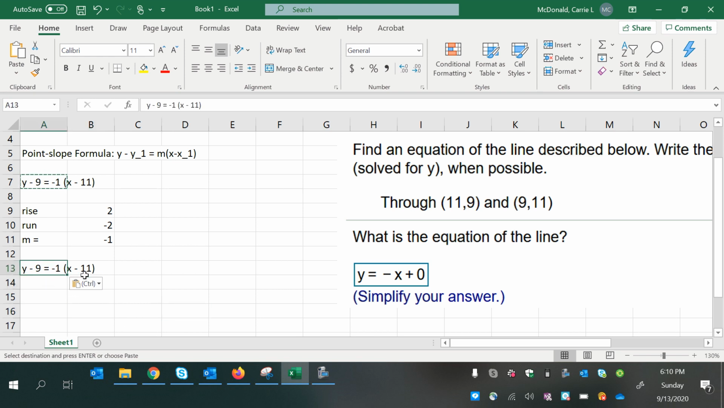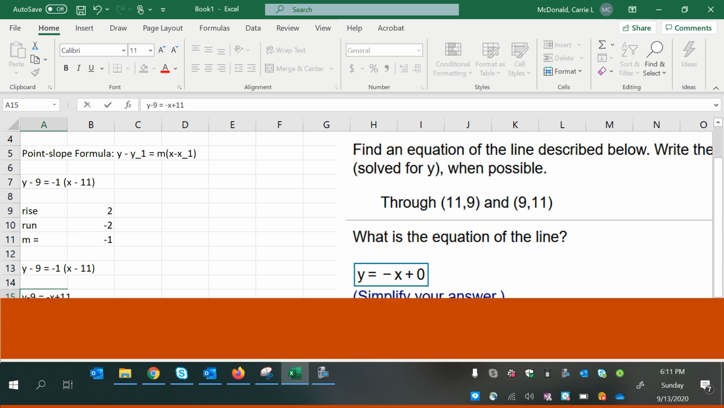So first we have to get rid of these parentheses on the right side, and we're going to do that by distributing the multiplication of -1 to both the x and also to the -11. So when we do that, we'll have an equivalent equation in simplified form. It'll say y minus 9 on the left, and on the right side of the equation, it'll be -1 times x gives us -x, and then -1 times -11 gives us +11.